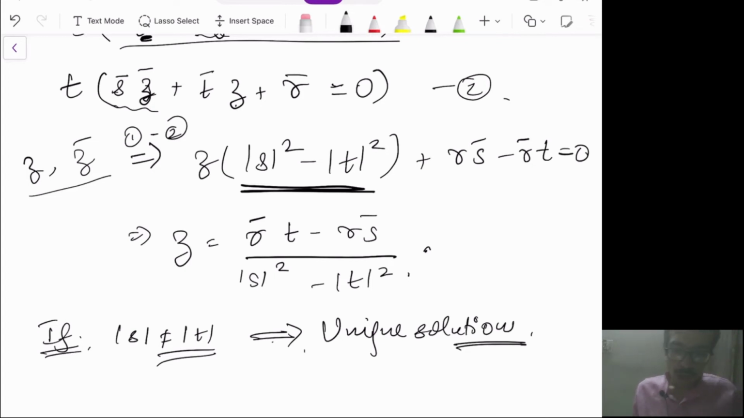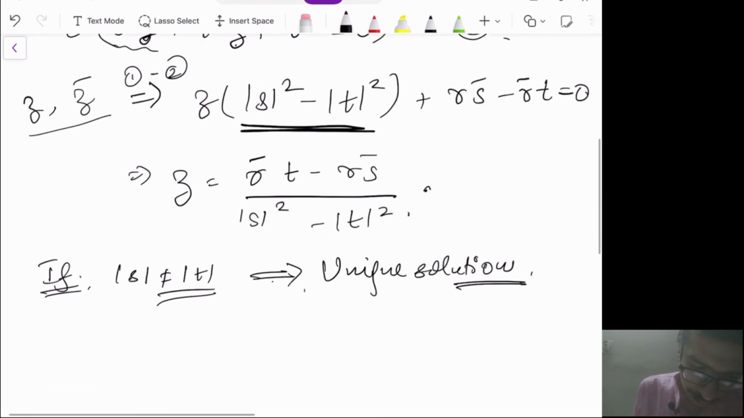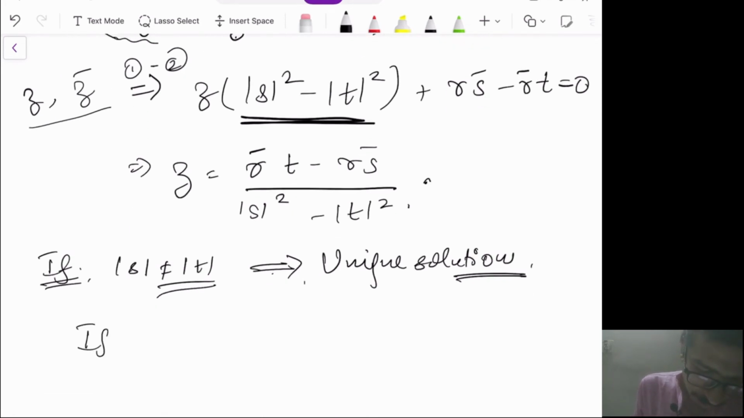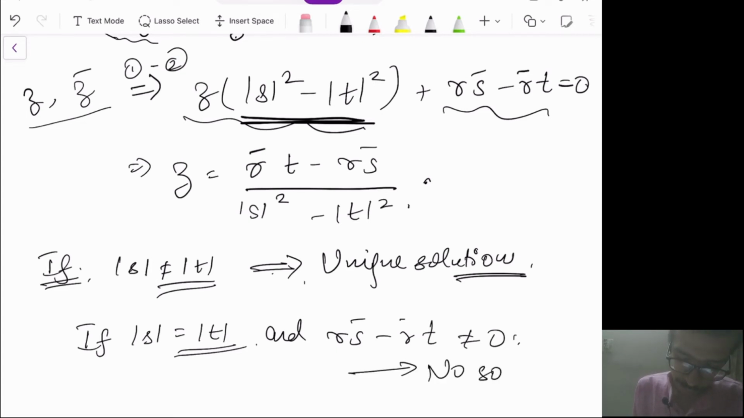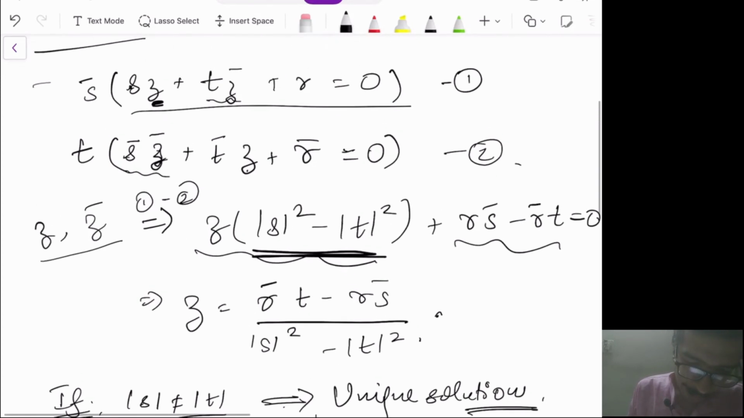Right. If |s| equals |t|, and r s-bar minus r-bar t is non-zero, then I'll have 0 plus something non-zero equals 0. So then there is going to be no solution.